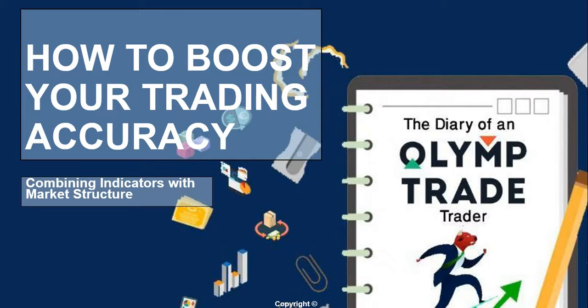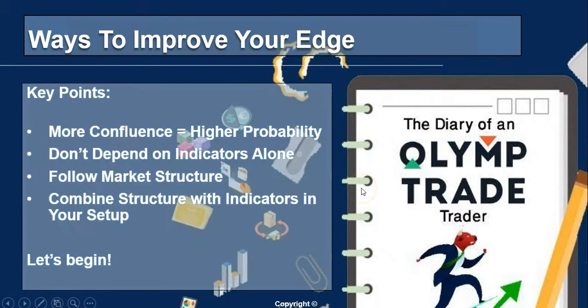If you don't know what market structure is, then I'll be showing you here. So let's go over what I'll cover. These are the ways to improve your edge, to boost the probability. The more confluences you have, the more points that indicate that the trade is going to go in your direction, the higher the probability, and we're going to use market structure to increase that probability.